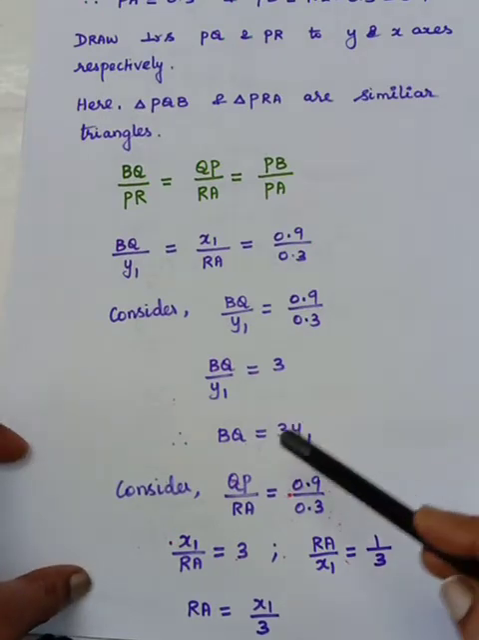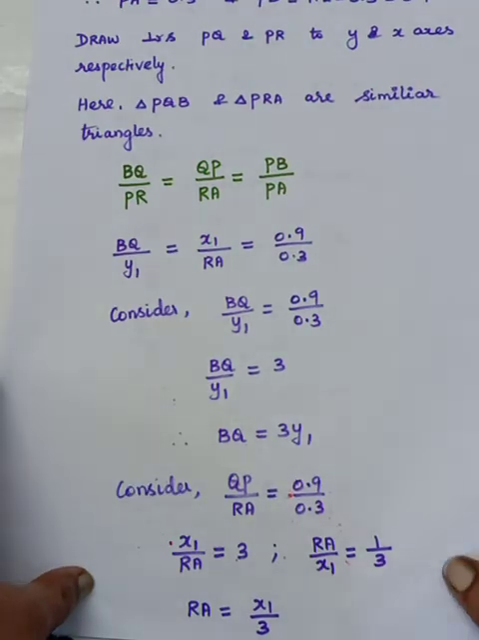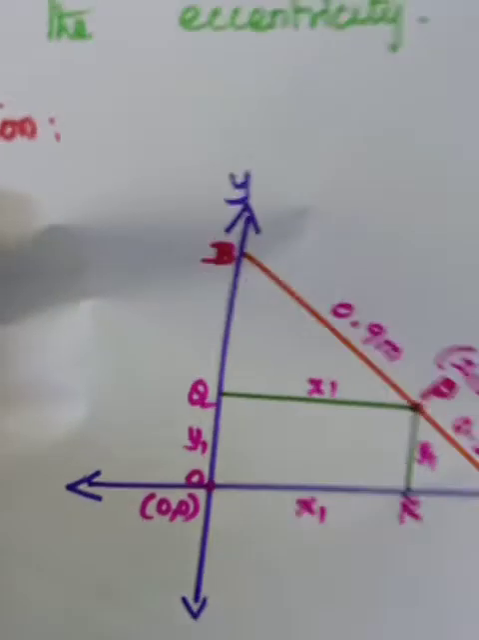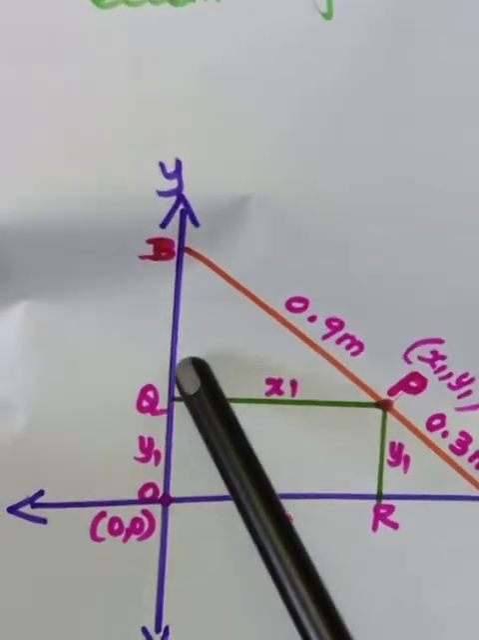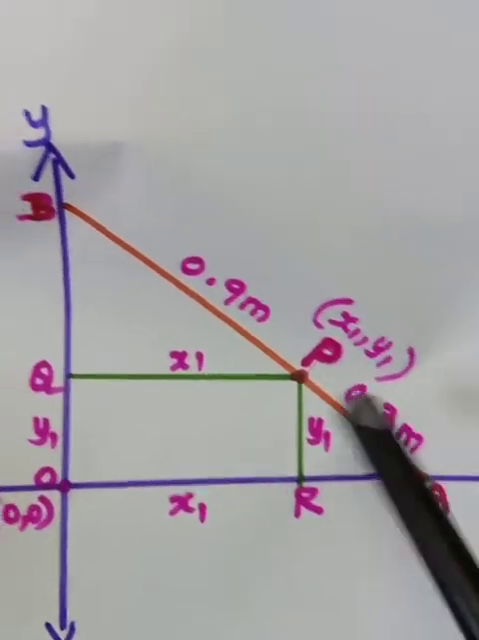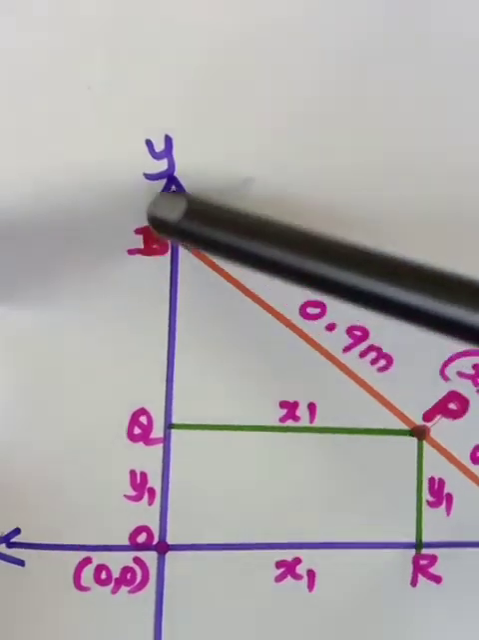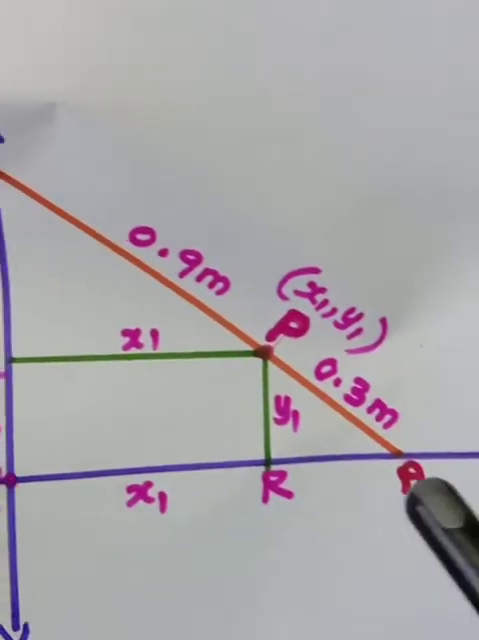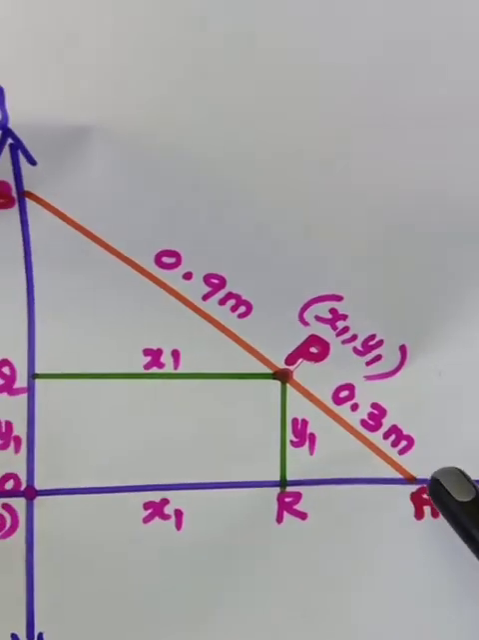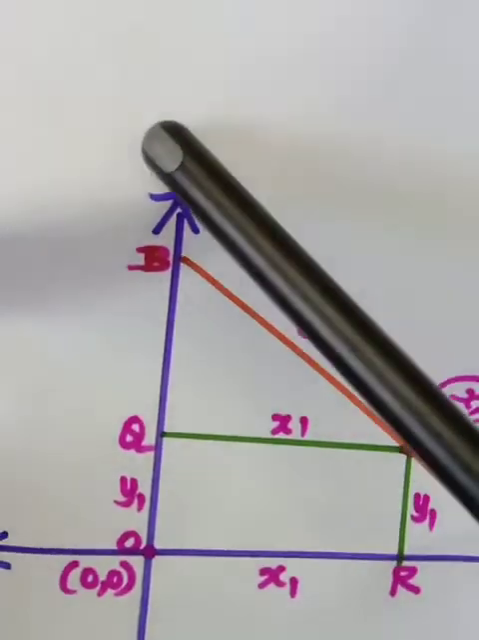So you have found BQ and RA. What is the purpose of finding BQ and RA? Listen now: BQ you have found, and RA you have found. If you know BQ, you can find the side OB. In the same way, if you know RA, you can find the length of OA. So now we can write what is OA and what is OB.